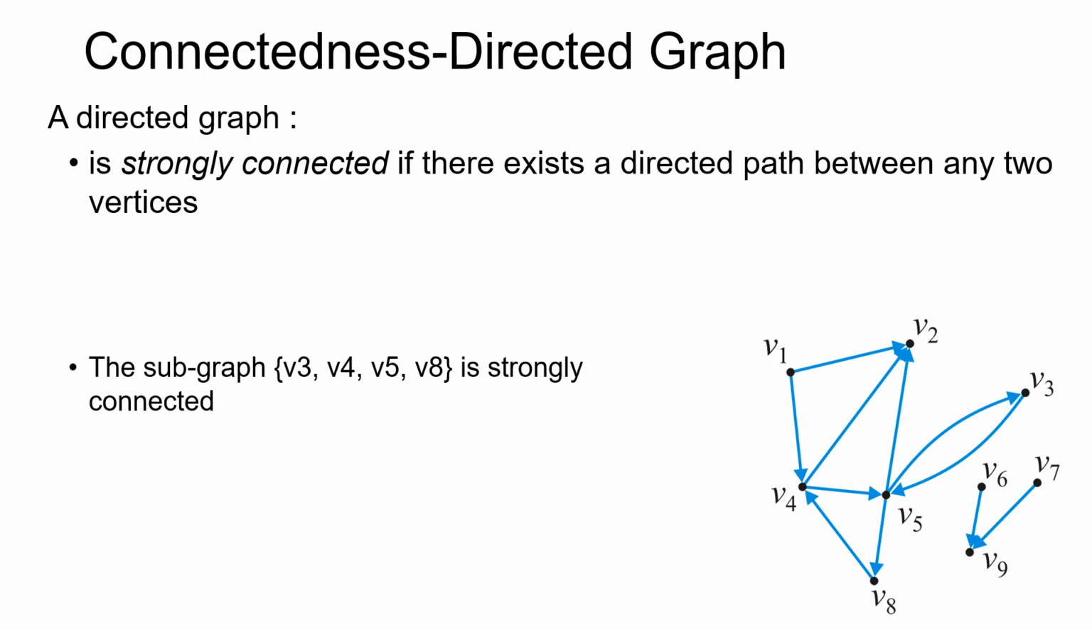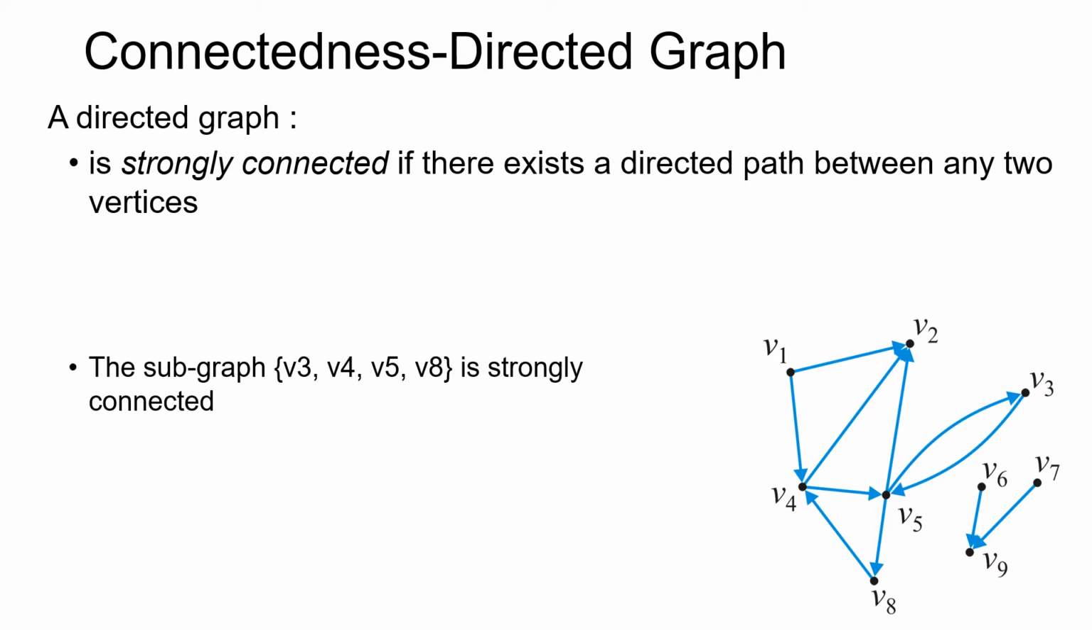Taking any pair of vertices from the subgraph, for example V3 to V4, there exists a path from V3 to V4 via V5 and from V4 to V3 via V5. Consider another set of vertices, V3 and V5. There exists a path from V3 to V5 and from V5 to V3.